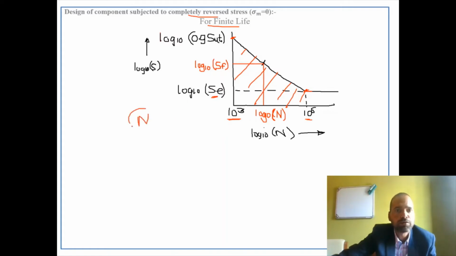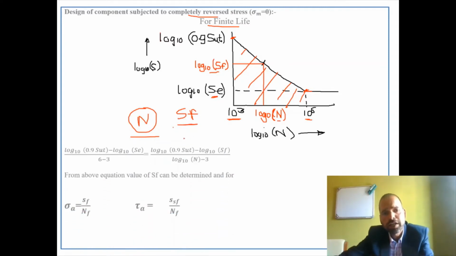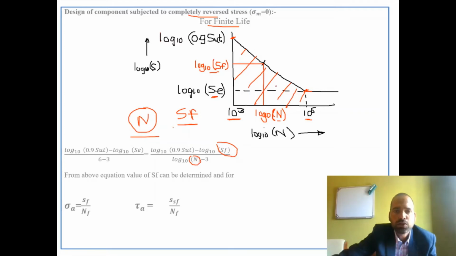That is, either we have to find out how many number of stress cycles that a component has completed before failure, that is N, or how much is the maximum value of the strength that component has reached before failure, so that is fatigue strength. And for finding out these, SF or number of stress cycles, we are going to use an equal angle triangle method.